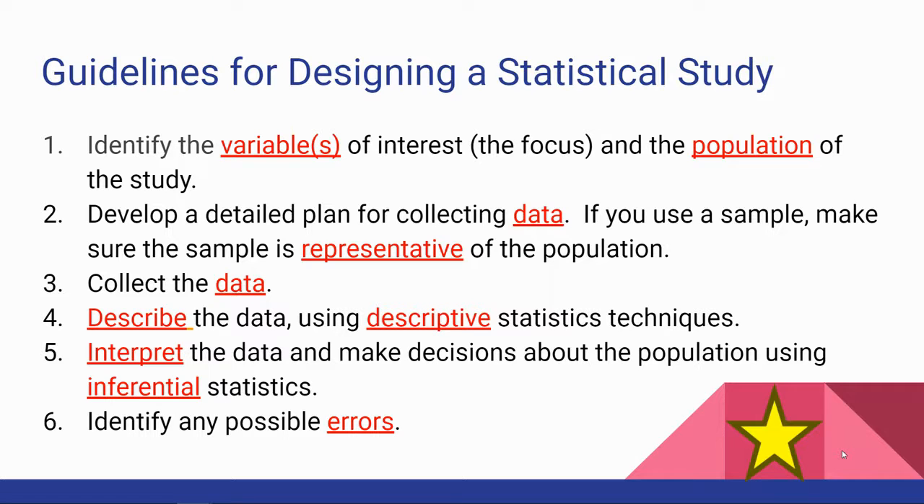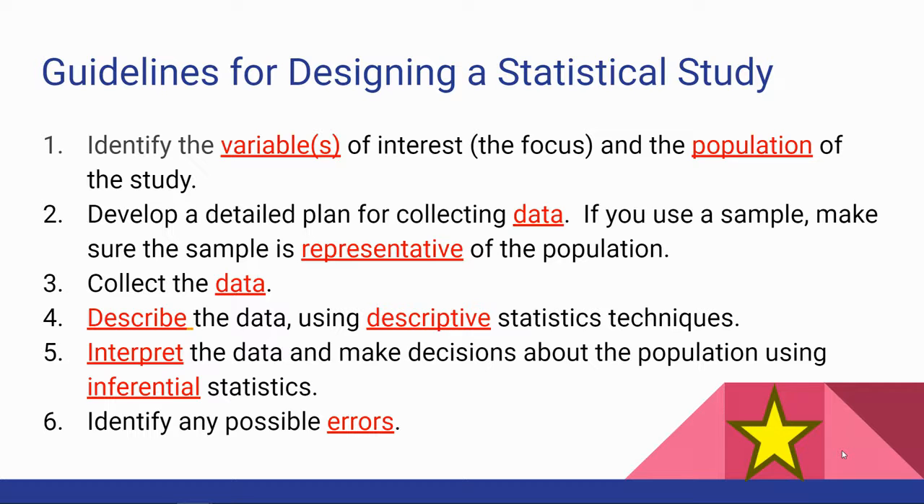So for instance, if your population was Temple High School, the variables might be junior class, senior class, freshman class, and sophomore class. Those would be the variables, or something else similar to that. And then you would develop a plan for collecting the data. Are you going to do a sample? Are you going to do a survey? Are you going to watch people? Are you going to do an experiment? Or are you going to use a simulation?